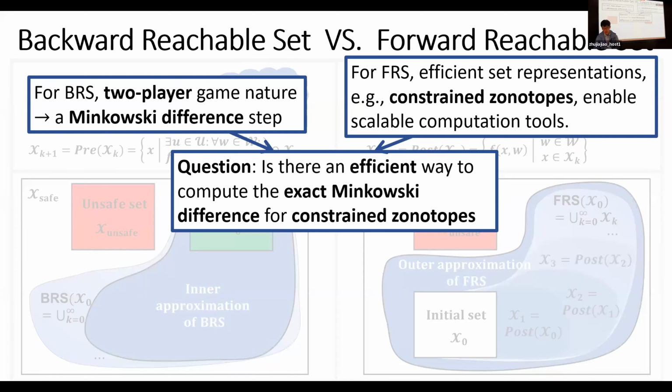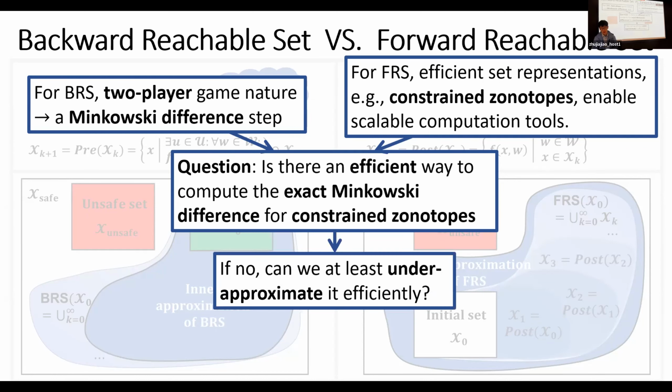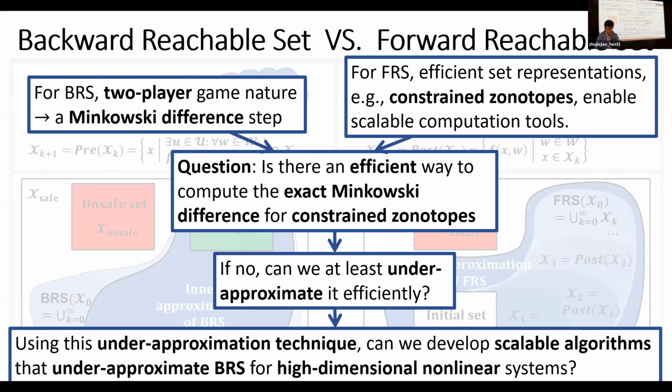And therefore, if you want to use those for backward analysis, one thing you need to do is to do this Minkowski difference computation for constrained zonotopes. And now the question is, can we do that efficiently and can we do that exactly? And if the answer is no, then can we at least under approximate it efficiently? Because like we said before, for backward analysis, what makes sense is to do under approximation. So with that, finally, can we use this under approximation technique to do backward reachable set under approximation?